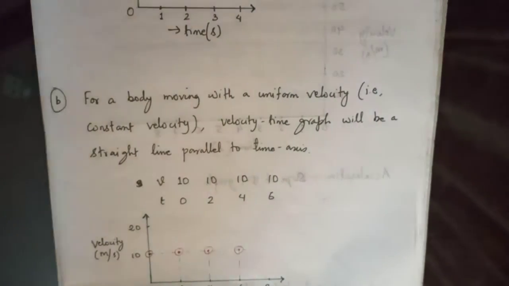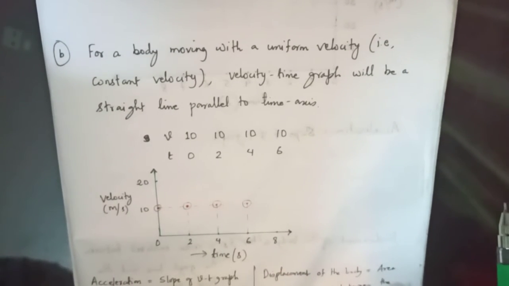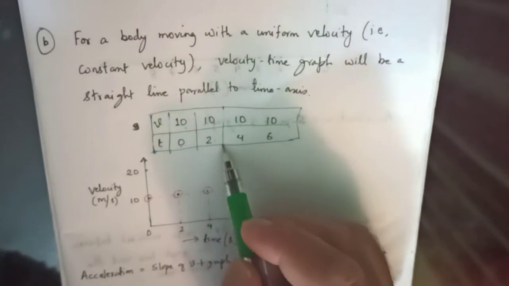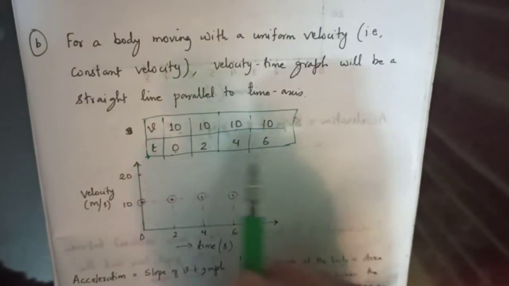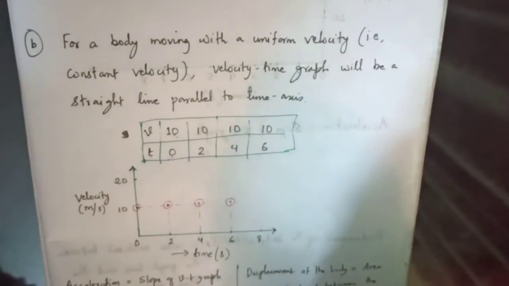For a body which is moving with uniform velocity, that means constant velocity, the velocity time graph will be a straight line parallel to the time axis. We have velocities of the bodies at different times. When the time is 0, velocity is 10 meter per second. When the time is 2, velocity is again 10 meter per second. When the time is 4, velocity is 10 meter per second. It goes on like that. That means with the change in time, velocity is not changing.